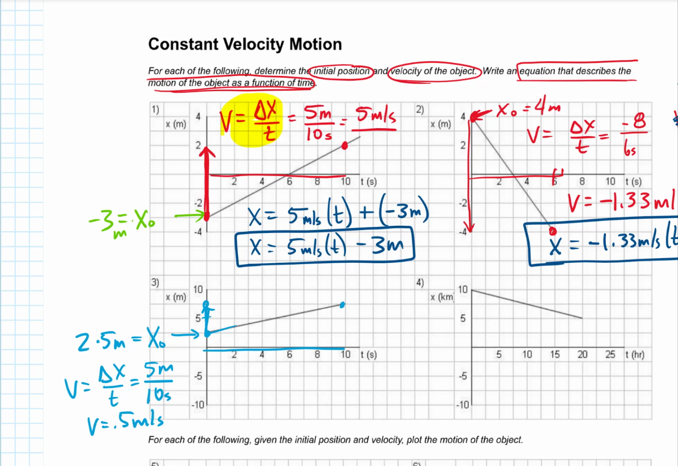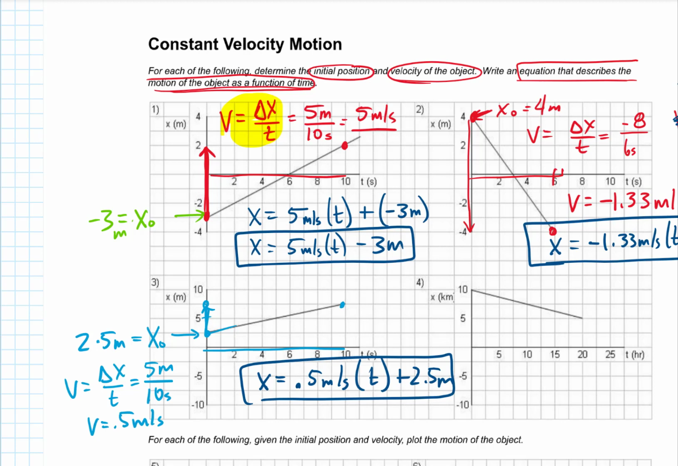And my equation comes out to be x is equal to 0.5 meters per second times time plus 2.5 meters. Just noticed I made a mistake here. This is all 0.5 meters per second. Apologies for that. Number 4, same deal.